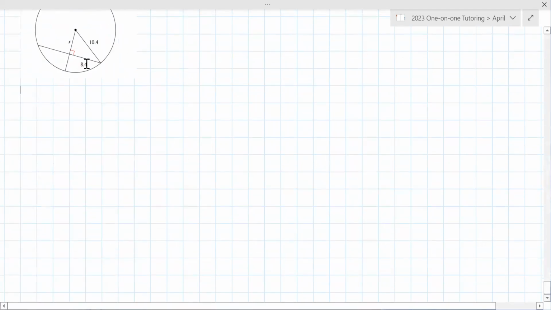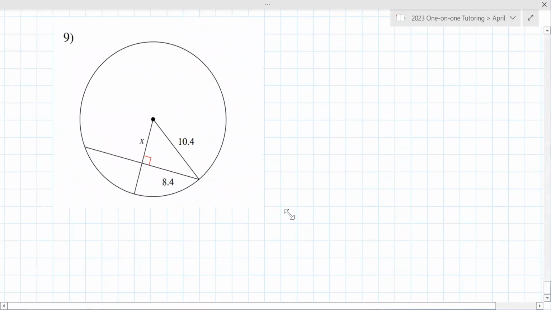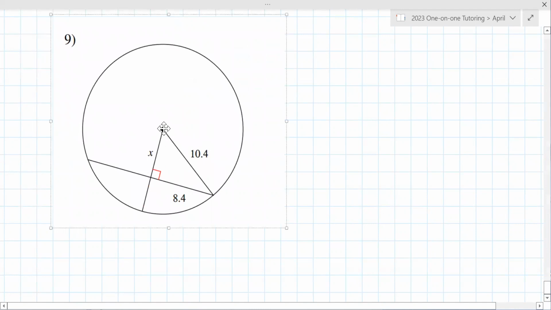All right, so here's a new circle for you to look at. This time they're giving you, what is this called? This distance from the center to the edge? I'm looking for the word radius. That's a radius there. If I were to draw this line right here, what would that be? 10.4. Because it's also the radius, okay? Because it goes from the center to the edge.